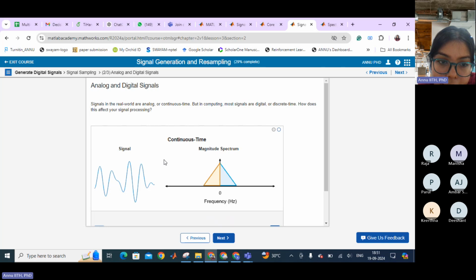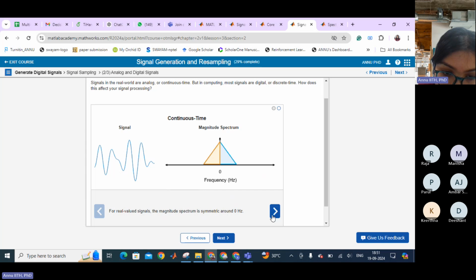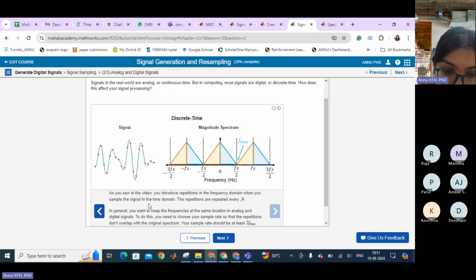So here, signals in the real world are either analog or continuous time. But in computing, most signals are digital or discrete time. So, how does this affect our signal processing? Okay. So, for a real valued signal, the magnitude spectrum is symmetric around 0 hertz. Now, as we saw in the video, you introduce repetitions in the frequency domain when you sample the signal in the time domain.